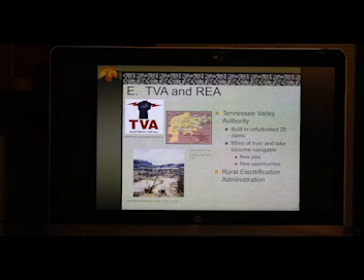Now you also had the REA, or the Rural Electrification Program, that basically took electricity out to rural areas. Why was it needed? Well, in 1933, only 2% of homes had electrification. But 12 years later, 75% of the homes in America were electrified.